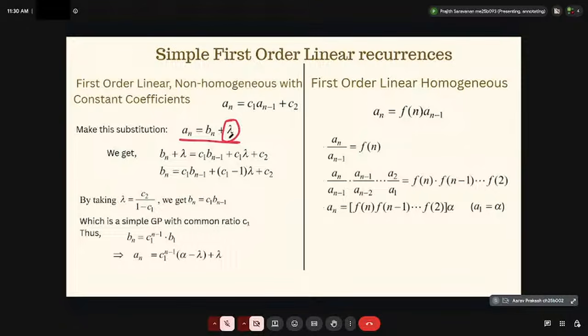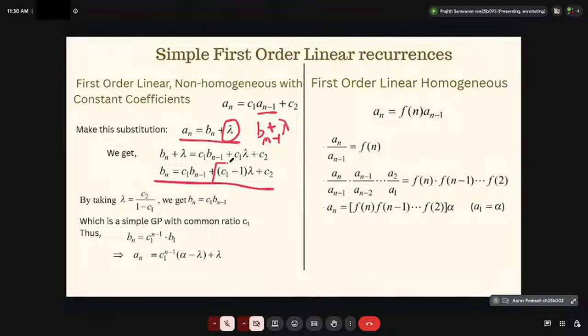we'll have bn plus lambda equal to c1 into... Also, an minus 1 will be equal to bn minus 1 plus lambda. Just by replacing n with n minus 1, an minus 1 will be bn minus 1 plus lambda. So by substituting this back in an, we'll get this equation. Now if you simplify this, we'll have this expression.